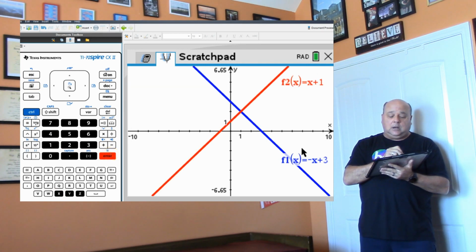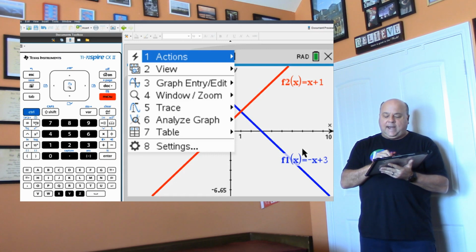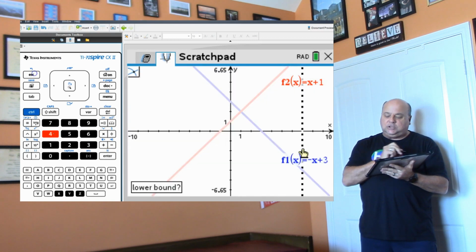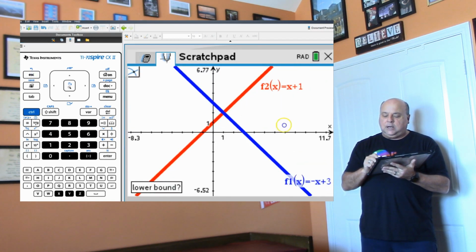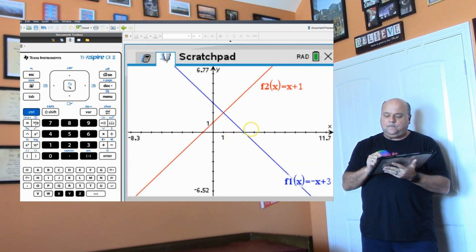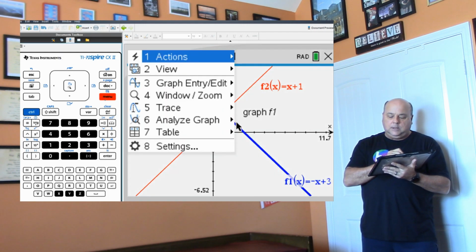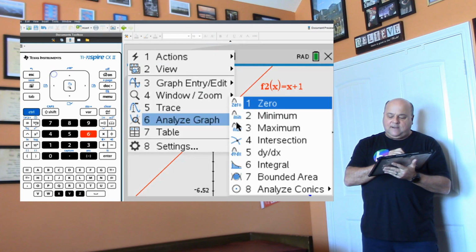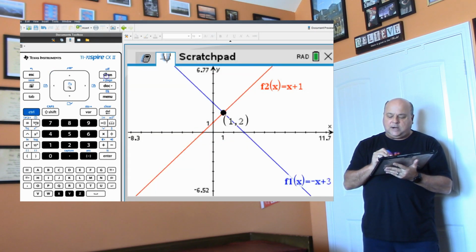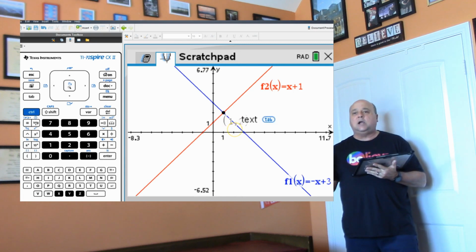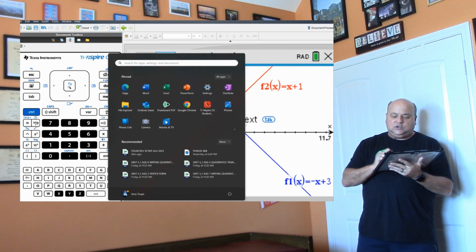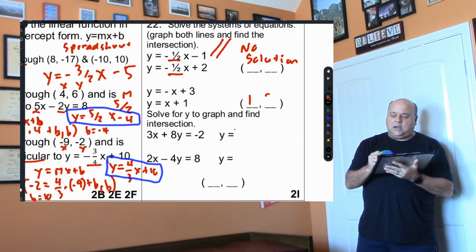We haven't done this in a long time. Menu. We want to analyze the graph, which is 6. And we want to find the intersection, which is 4. And then you're going to click and then drag. Menu. Let me do it again. Analyze graph. The intersection is 4. I got this, and then I'm going to drag right here. My intersection is 1, 2. Y'all got to get really good on that on the calculator, okay? So my intersection on this one was 1, 2.